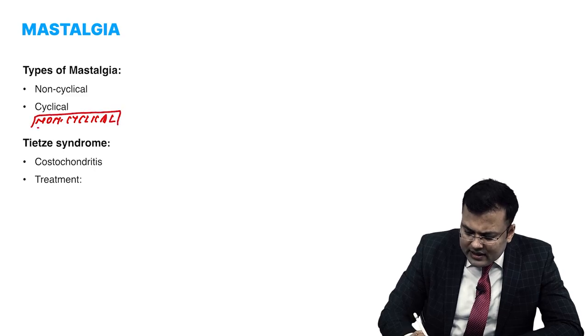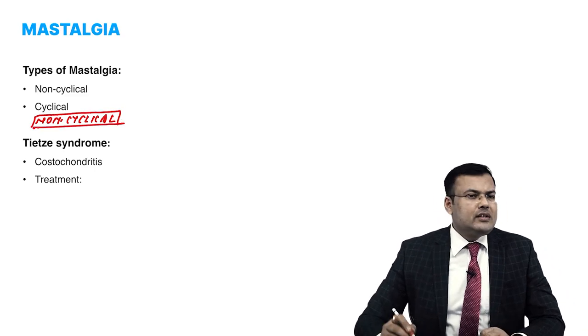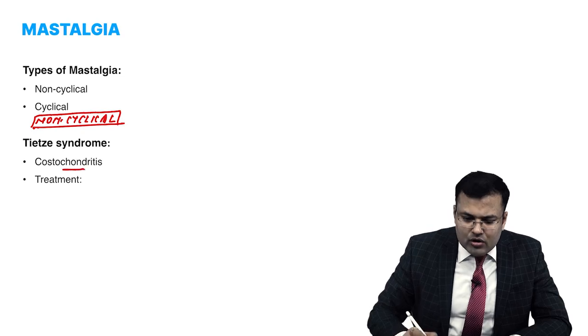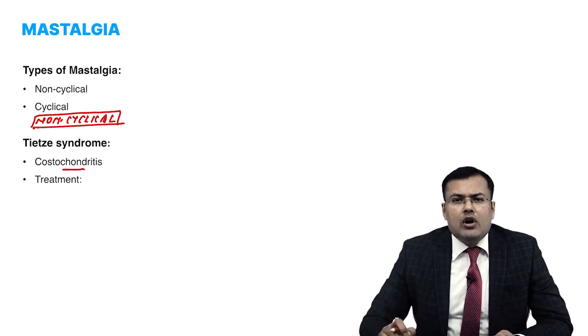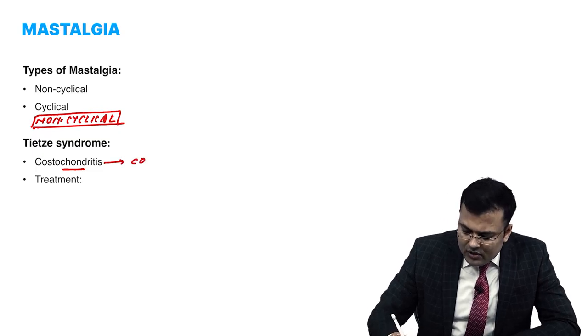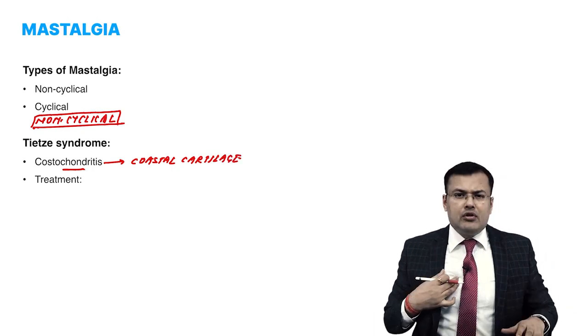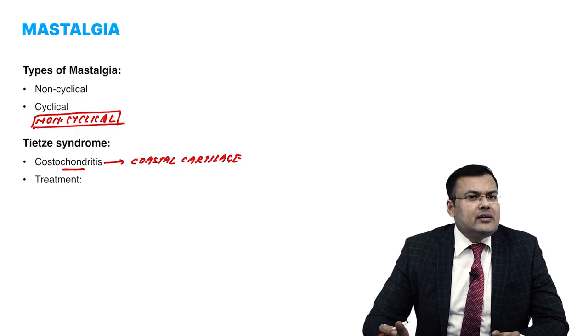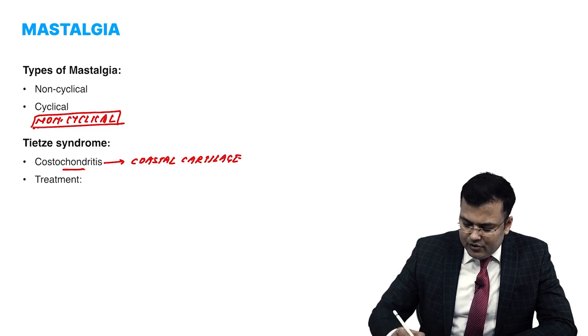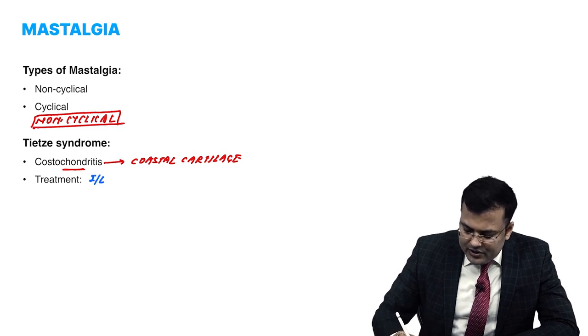In non-cyclical, first is Tietze syndrome. What is the other name of Tietze syndrome? It is costochondritis. Costochondritis means inflammation of one or more costal cartilages. Clear? So if there is costochondritis, obviously what do you have to inject? Inject the steroid. For treatment, we go for intralesional injection of steroids.